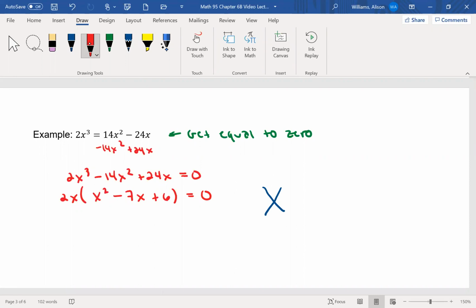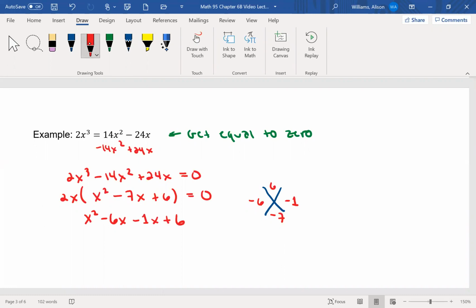Okay, so at the top of the x would be 6. Bottom of the x is negative 7. So 2 numbers that multiply to be positive 6, but add to be negative 7, that would be negative 6 and negative 1. So this is going to be x squared minus 6x minus 1x plus 6.